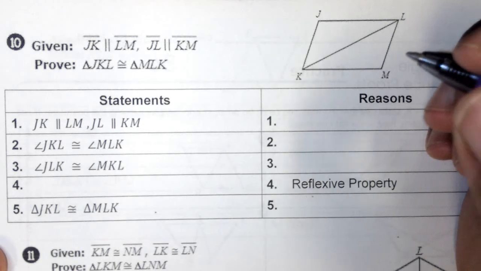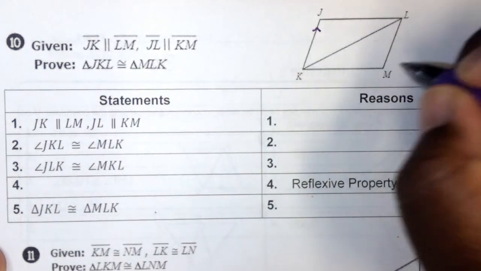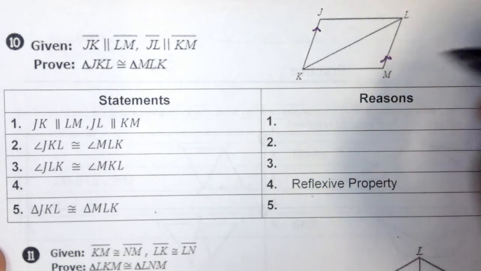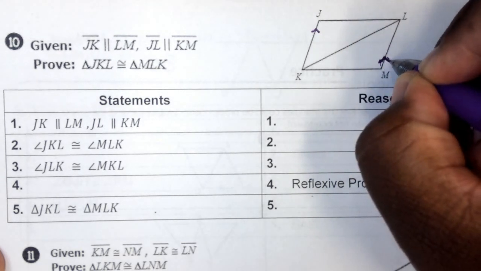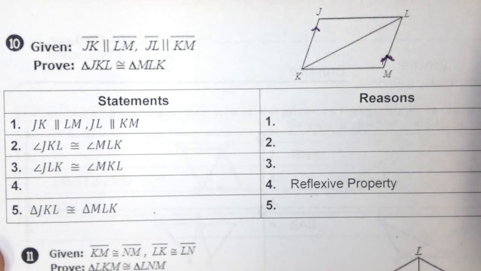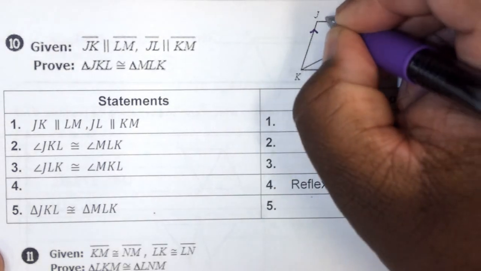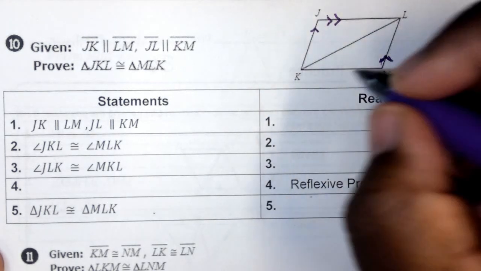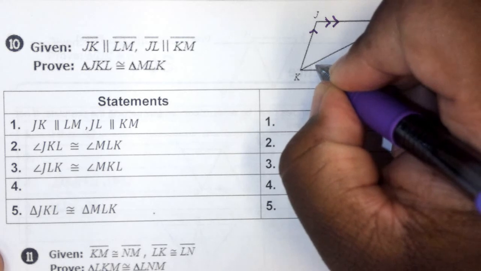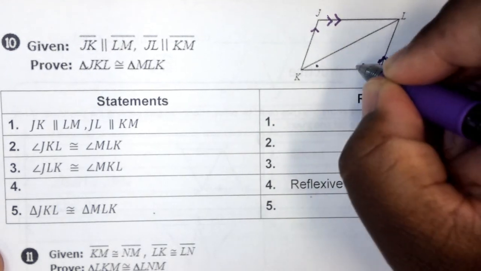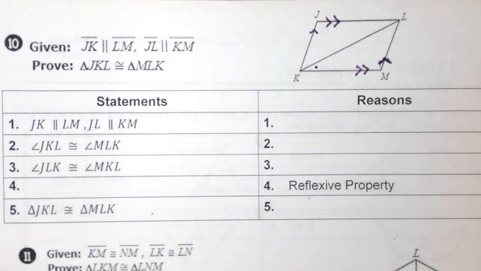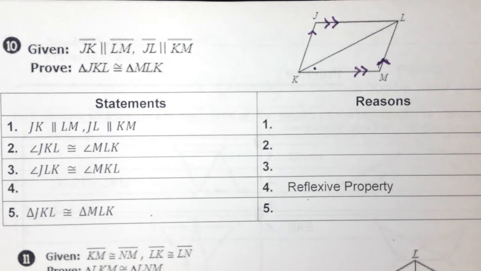Given, they told me JK was parallel to LM. Then JL is parallel to KM. So JL up here. But since I'm doing parallel this way, I need to do 2 arrows showing that it's not parallel to the other direction. And then 2 arrows down here. There we go. That's the given information, so we can flow through now and fill in our stuff.